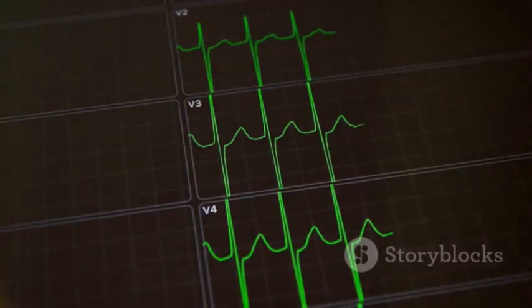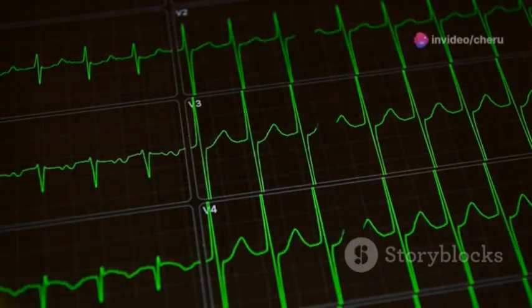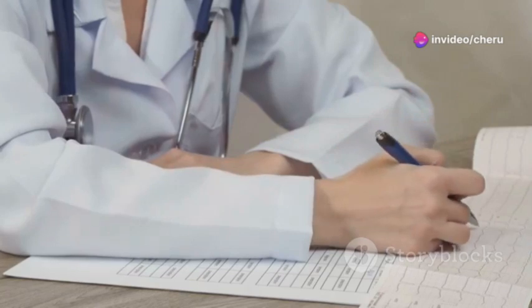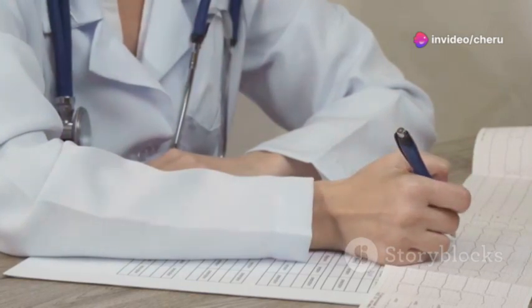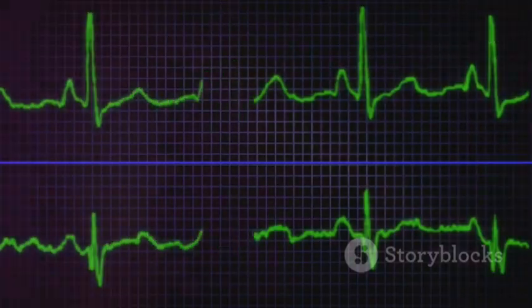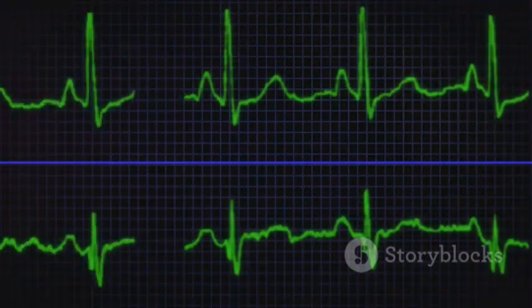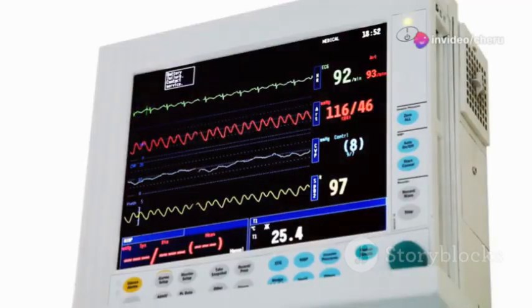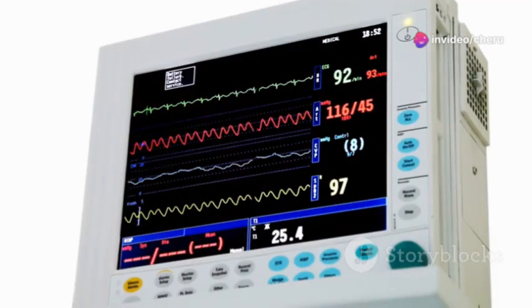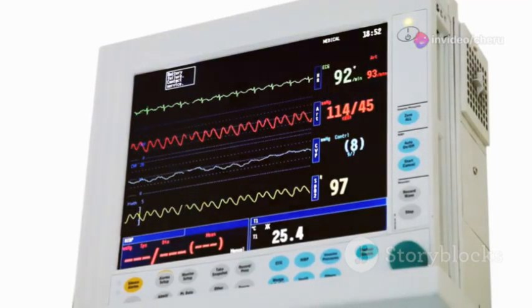The rhythm itself is often regular, although slight variations in timing may be observed. Another characteristic feature is the absence of P waves preceding the QRS complexes. P waves represent atrial depolarization, which is absent in IVR as the impulse originates in the ventricles. Occasionally, fusion beats may be seen, representing a blend of electrical activity from both the sinus node and the ventricles.